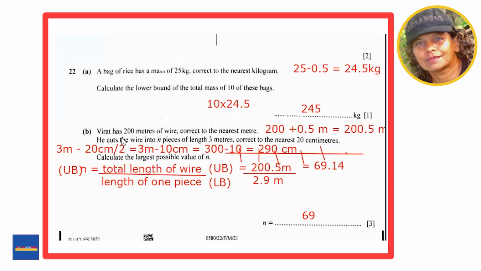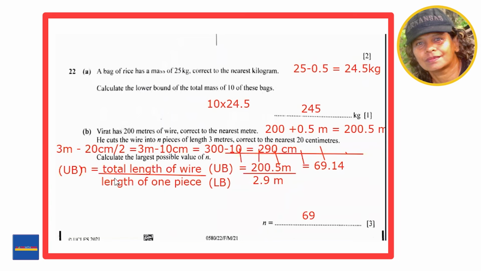Then question 22, it's about bounds. A bag of rice is 25 kilograms to the nearest kilogram. So the lower bound would be 25 minus 1 kilogram divided by 2. That is 25 minus 0.5, which is 24.5. Now 10 bags is going to be 10 times 24.5, which is 245.